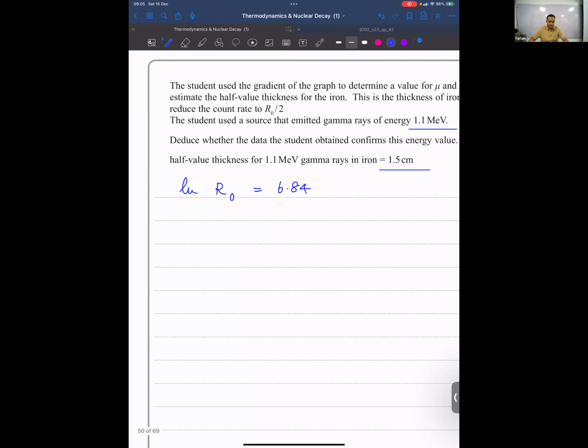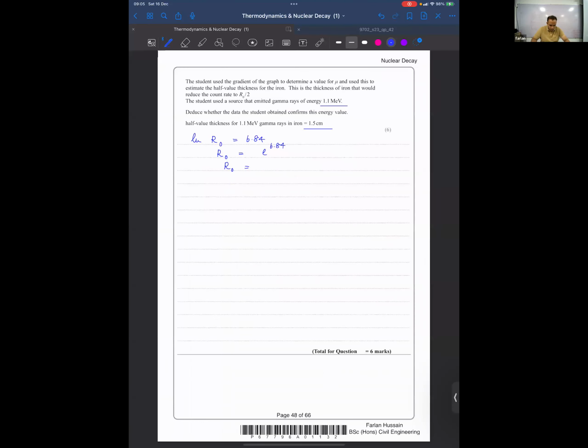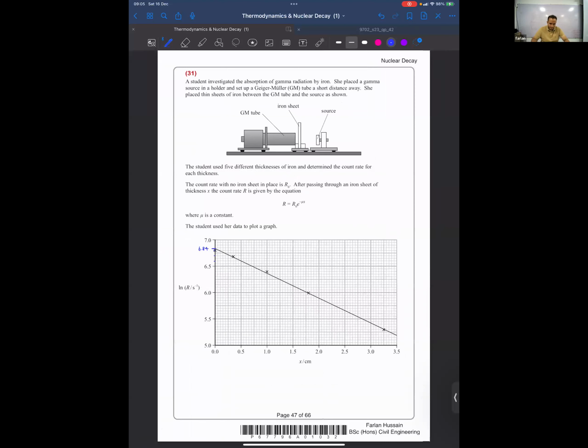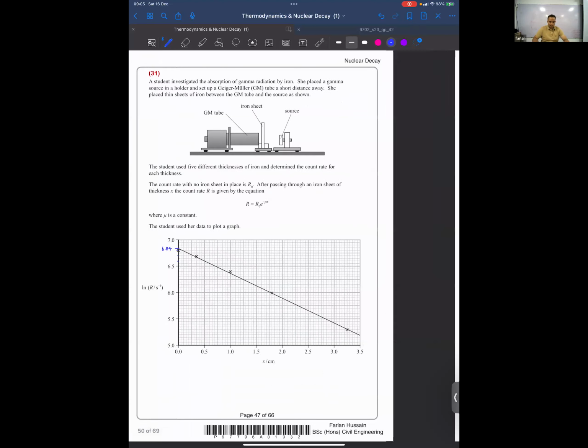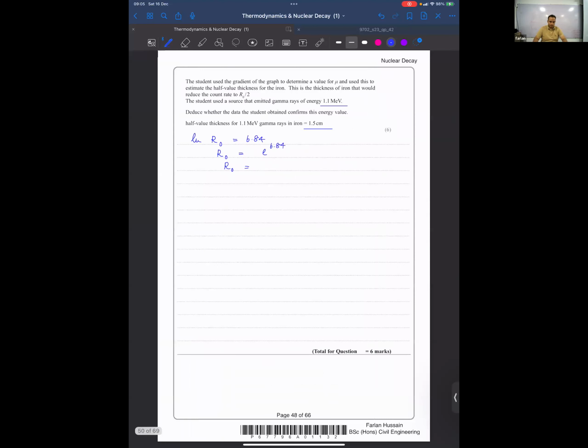Let's say ln R0 is 6.84, which means R0 equals e to the power 6.84. R is the count rate, R0 is the initial count rate. So e to the power 6.84 is 934.489. This is the initial count rate.